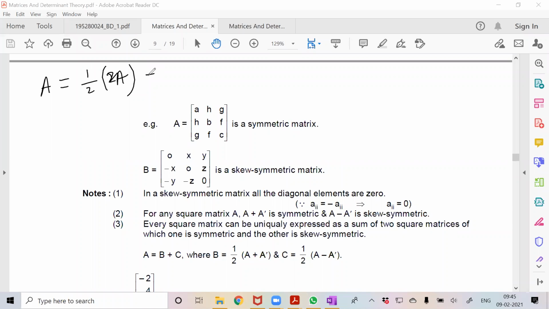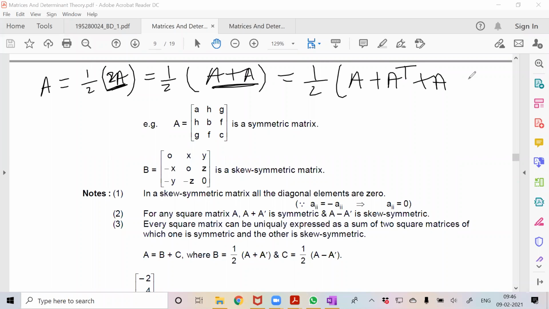Yes. Then 2A can be written as A plus A. Then, by our need, let me add and subtract A transpose. So here we have added and subtracted; if you cancel it, you'll get the same thing. But I want to prove the formula.